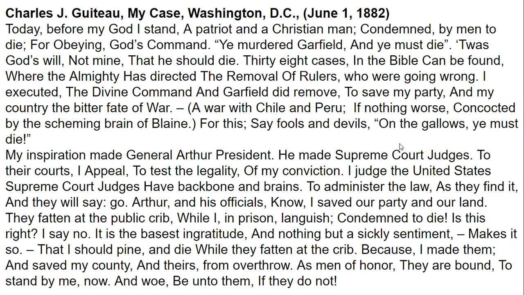Here's Guiteau's explanation as far as why he did it. I'll let you read it and assess what you think of Charles Guiteau here. So pause, read, let's move on.